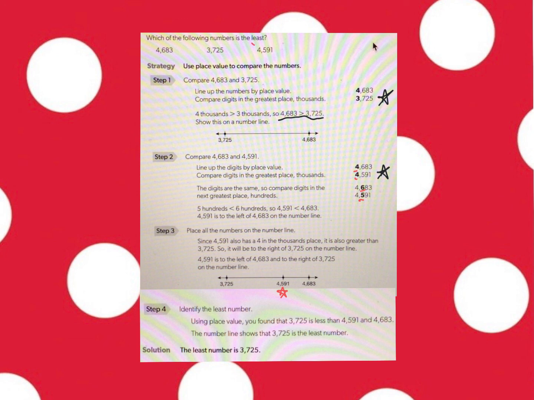Remember, going back up here, which of the following numbers is the least? When we're looking for the least, we're looking for the smallest. Using place value, you found that 3,725 is less than 4,591 and 4,683. The number line shows that 3,725 is the least number. So the least number is 3,725.